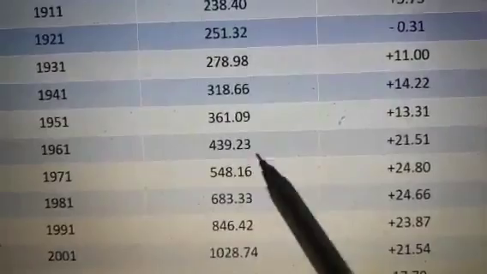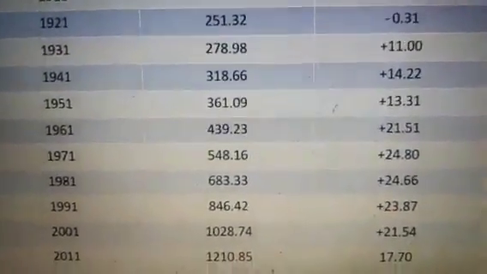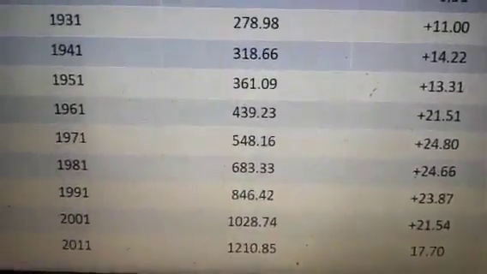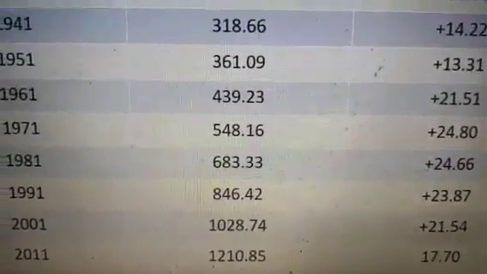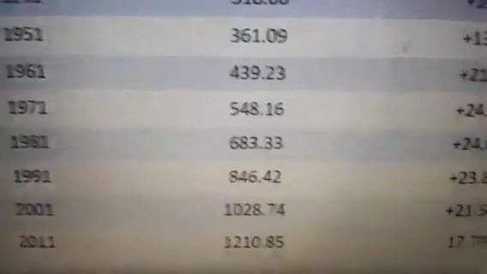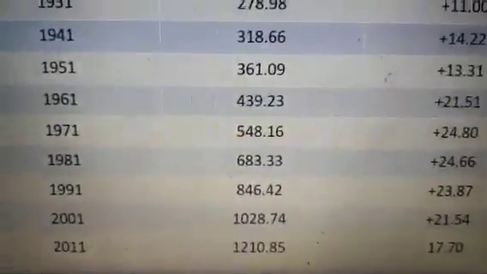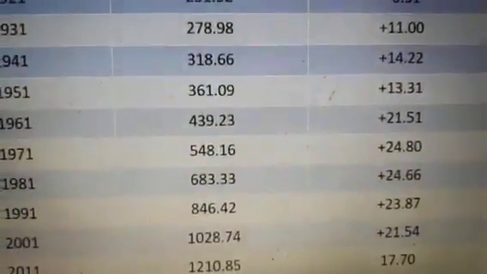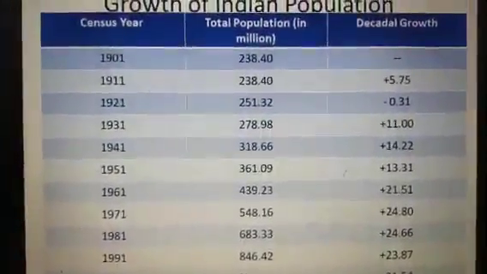In 1961, 439 million, and 1971, 548 million, increasing, with the highest growth rate of 24.80%, and this is maintained in the 1981 census also. Then in 1991 it is 23.87% annual rate, 2001 is plus 21%, and again in 2011 the decadal growth is less than earlier, that is 17.70%. So this is the story of Indian population growth rate as per census. So thank you.